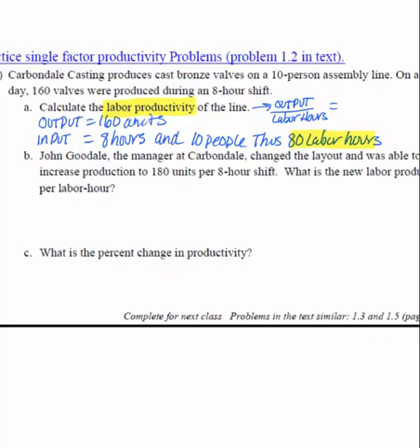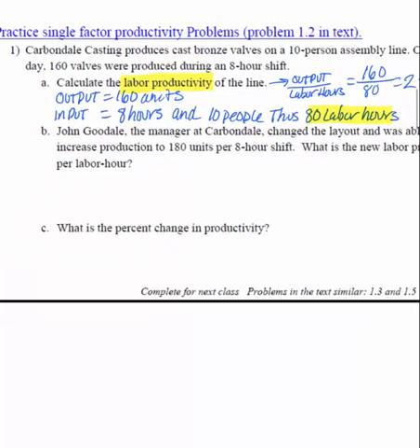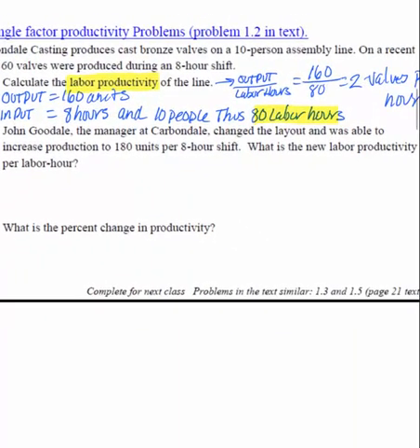So we go ahead then and we calculate it. We've got our 160 units that are our output, and we're going to divide that by 80. So we're going to have 2 valves per hour. That's our labor productivity, 2 per hour.